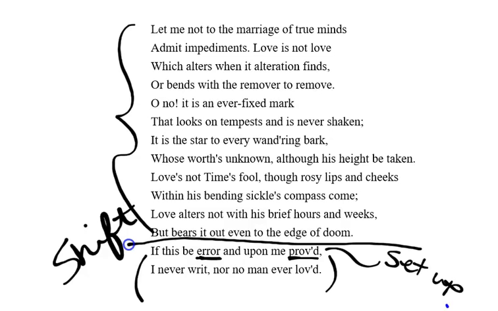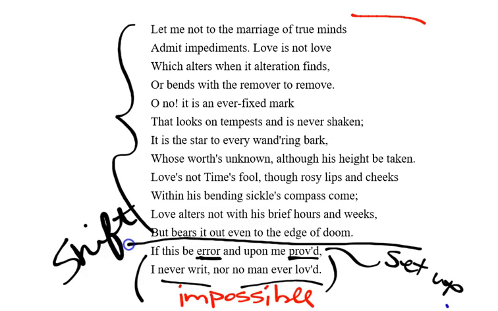But who is this writing? "I never writ, nor no man ever loved." So what he's saying here is that if you can prove me wrong, I've never written anything and no man has ever loved. So he's basically saying it's impossible. It's impossible that I'm wrong about this. So everything that he said about love in this whole first part of the poem, he says is definitely right.